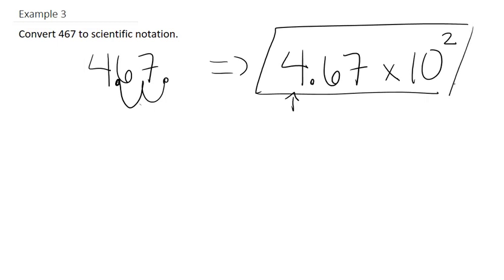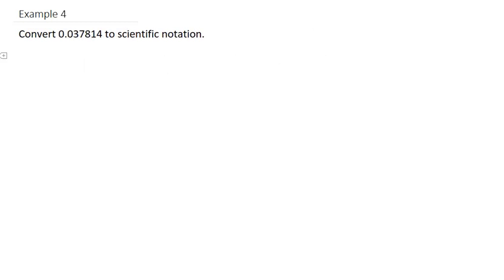Now let's do a final example. Example 4, convert 0.037814 to scientific notation. So when we have this number, we need to move the decimal now to the right. This is because the first digit that's between 1 to 9 is on the right, as the other ones are just 0. So we would move over 1, 2, and we would stop there.